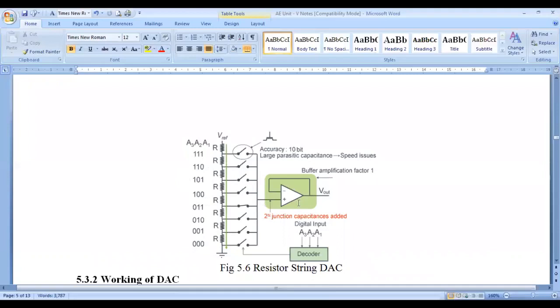And this is connected to a voltage follower. You know very well, a voltage follower means the output voltage follows the input voltage under all circumstances. This one is given to the positive terminal, and the negative terminal is connected to the output. That means the input voltage will be available as the output voltage here. Especially, this voltage follower is used as a buffer. The buffer amplification factor is nothing but 1.